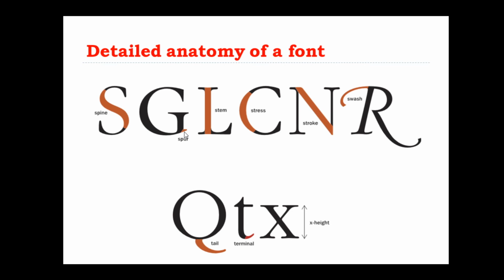And we have a term called stem right here. Stem is a straight vertical stroke or main straight diagonal stroke in a letter that has no other verticals. So it's a straight vertical stroke like this one. And we have a term called stress here.